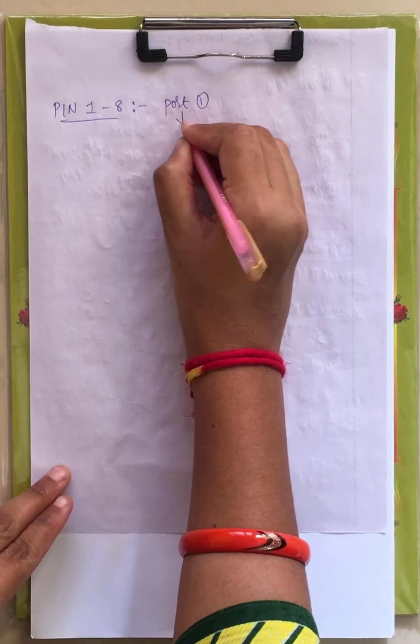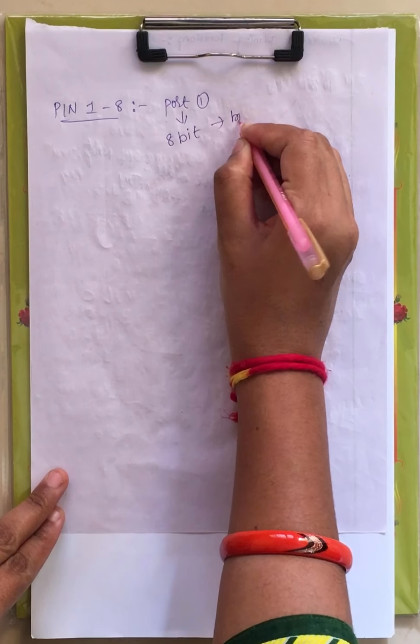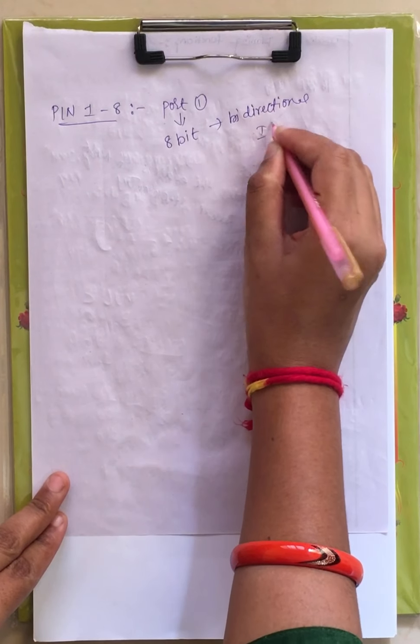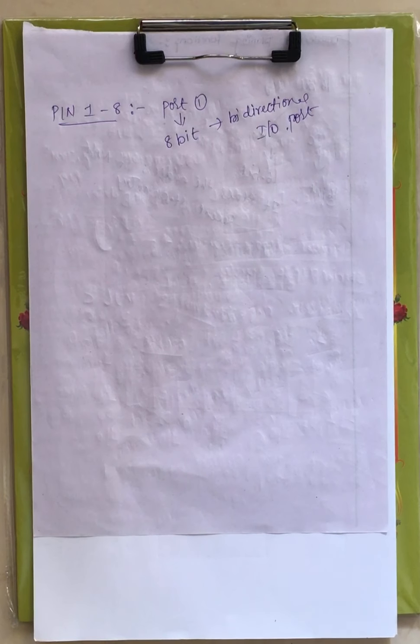Now how many bit port is it? 8 bit, right? This is a bidirectional IO port. Not only port 1, all 4 ports are bidirectional, that is you can provide the input or you can collect the output, right? These are port 1 pins, starting from pin number 1 to 8, and this doesn't serve any other special functions, except input output function, right?